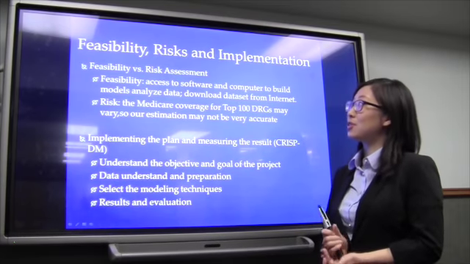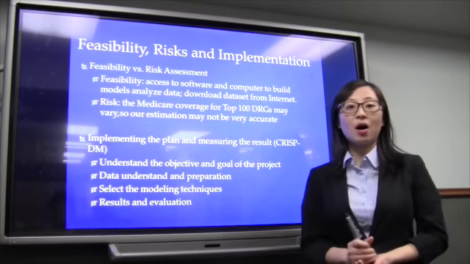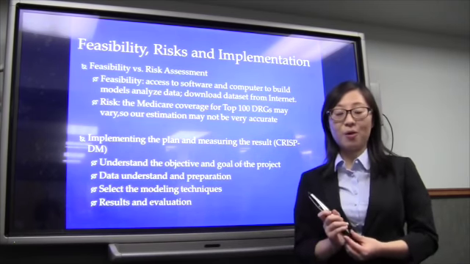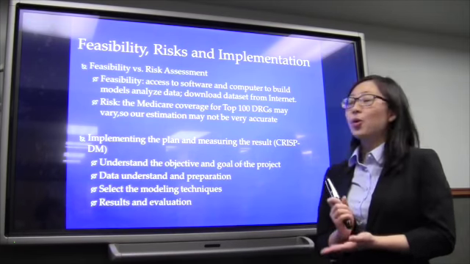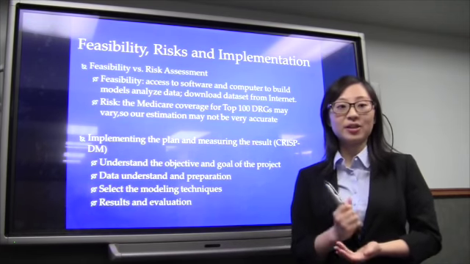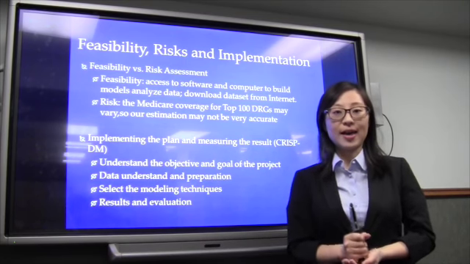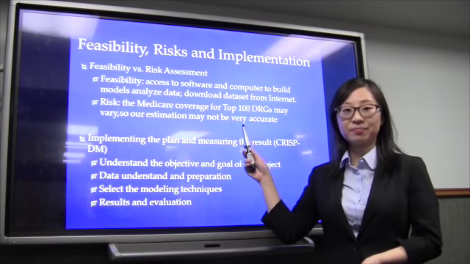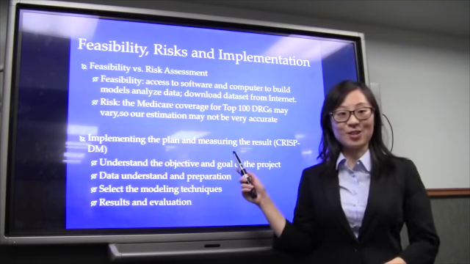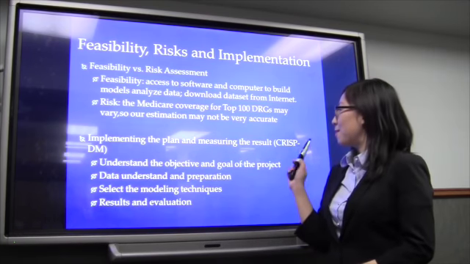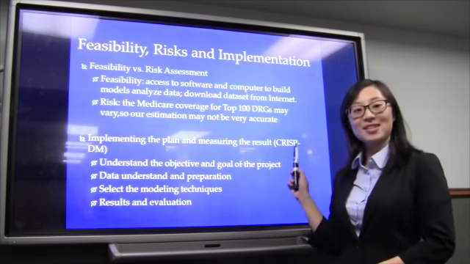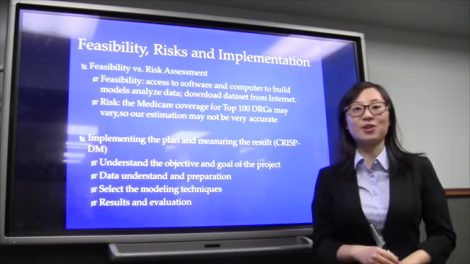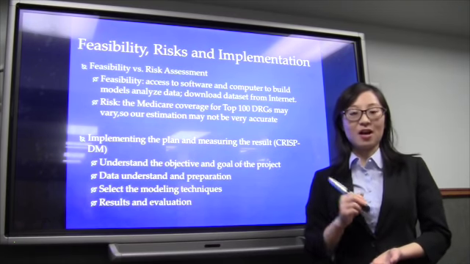Okay, the last part is the feasibility, risk, and implementation. We can easily get access to the software as well as the database from the internet. The only risk that I want to mention is that the Medicare coverage for the top 100 DRG can change year by year, so our estimation may not be very accurate. The last part is implementation, and we follow the rules of CRISP-DM, which is the cross-industry standard process for data mining. Okay, so next Asish is going to talk about the data preparation.